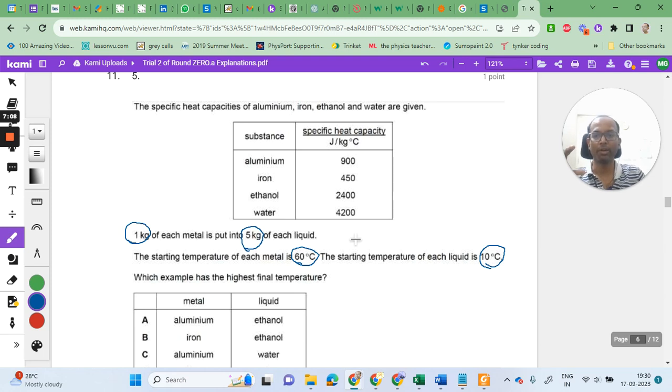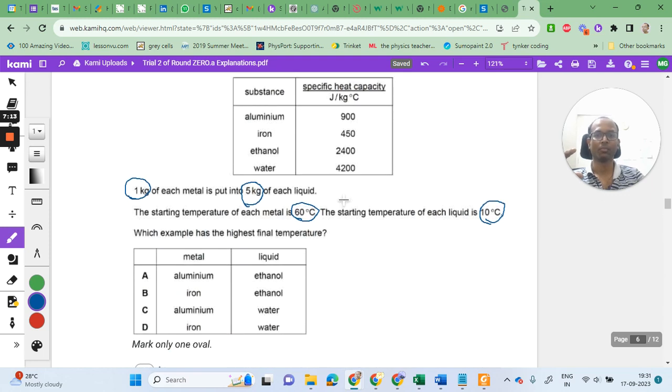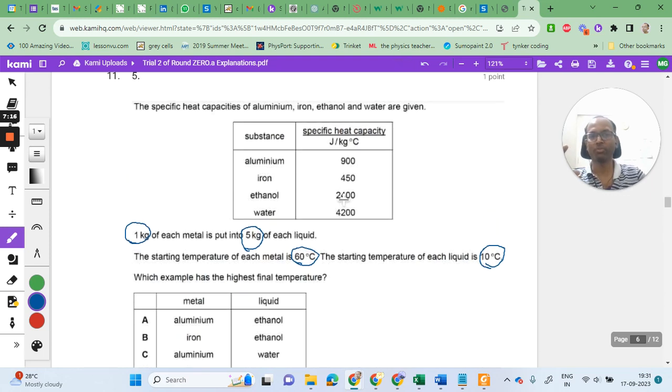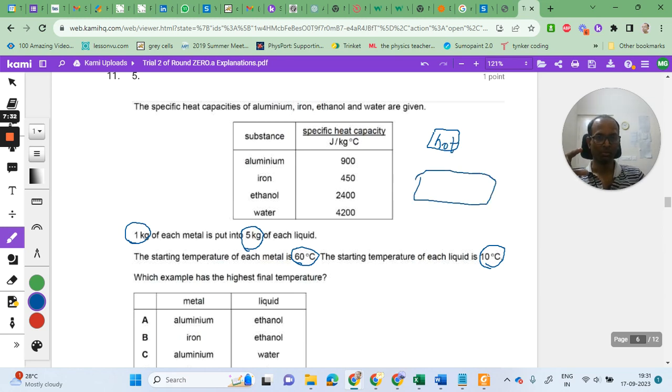Okay, so you have 4 cases A, B, C, D, which are obtained by 4 ways in which you can put the blocks in the different liquids. Now you want to know which example has the highest final temperature. So when you put a hot object into a cold liquid, there is a transfer of heat from the hot object to the cold object.